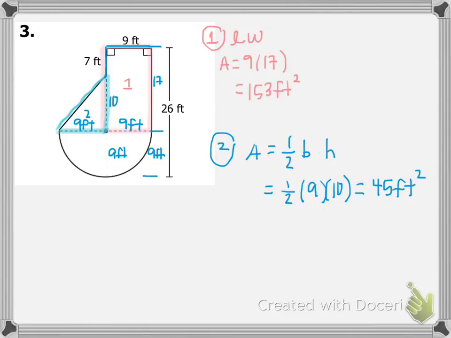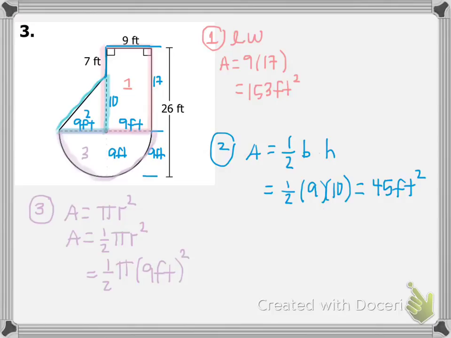Okay, my third area is going to be half of this circle. So it's only half of a circle. The circle formula is pi r squared. But it's only half of it, so it's a semicircle, so we're going to take half of that. So we're going to have 1/2 times pi times my radius, which is 9 feet. So that is what, 127?